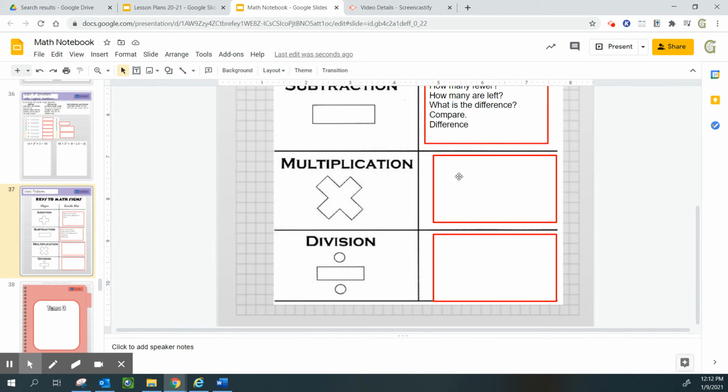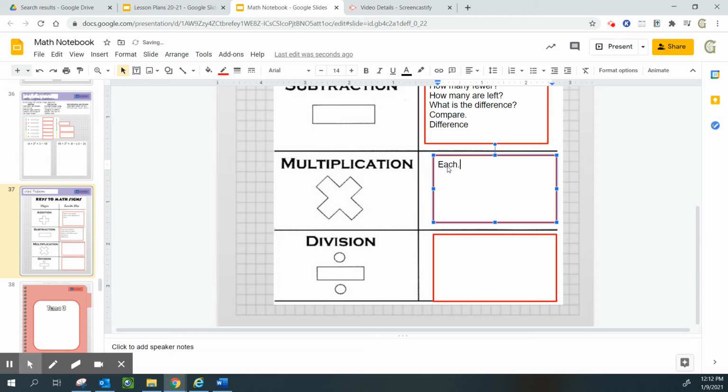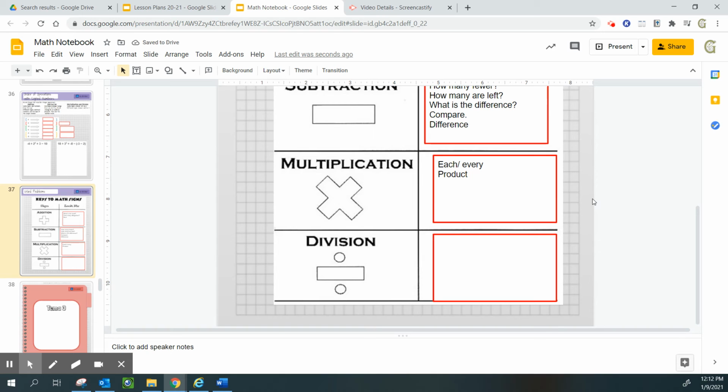For multiply and divide, you're going to see things like, a lot of times, each or every. So, each day I eat 5 cheeseburgers. How many have I eaten after 10 days? Things like that. Every shirt costs this much money. How much do this many shirts cost? So, something like that is happening there. And then the other big word you're going to see is product. That's the answer to a multiplication problem. So if it asks you to find the product, that's a big hint that it's multiplication.